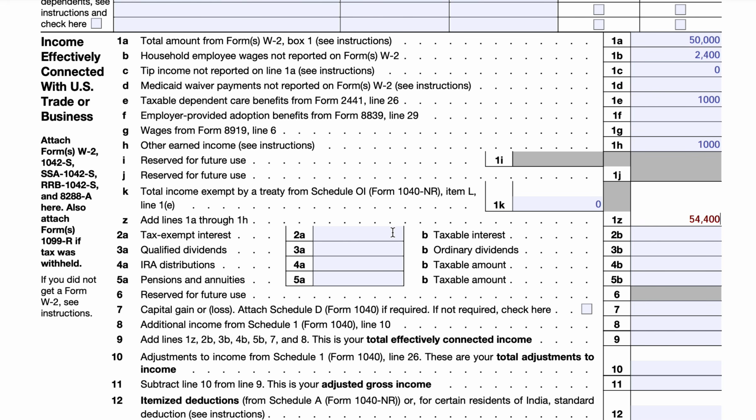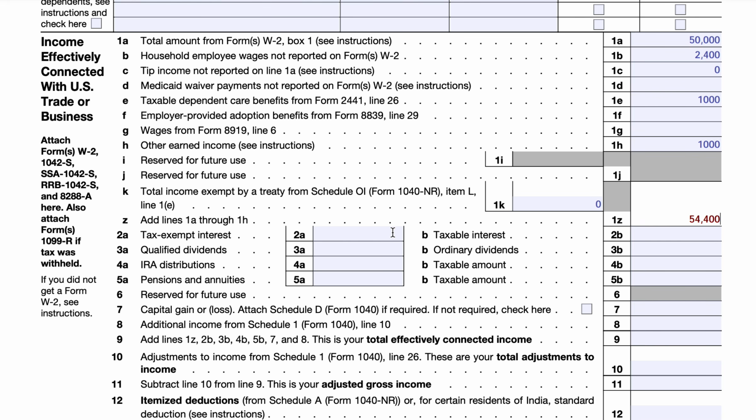There are a couple of exceptions that apply to non-residents. So do not include any interest that's not effectively connected with a U.S. trade or business. If it wasn't connected with a trade or business and it was from a U.S. source, you would report that on Schedule NEC. You also don't include any interest from a U.S. bank or financial institution that's exempt from tax under a treaty. So you would actually complete Schedule NEC on Form 1040-NR.